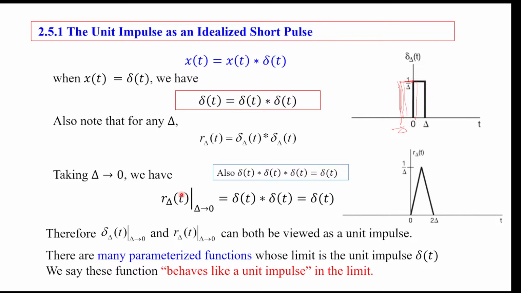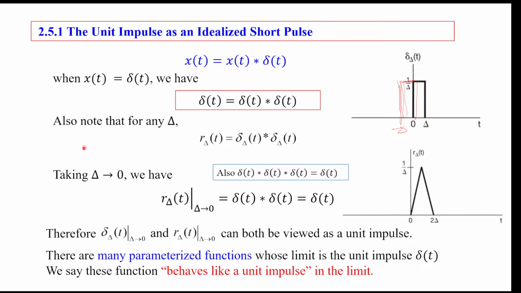And then you can go backward to get a bit of intuition on delta of t. Before that, we go back to the definition of delta of t a little bit. We say delta of t is this function, the delta sub triangle function, taking the limit as triangle goes to 0. So it's a rectangular function with height 1 over triangle, and we take the limit as triangle goes to 0.